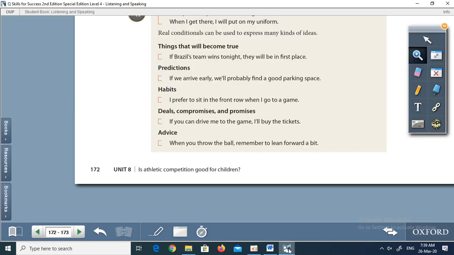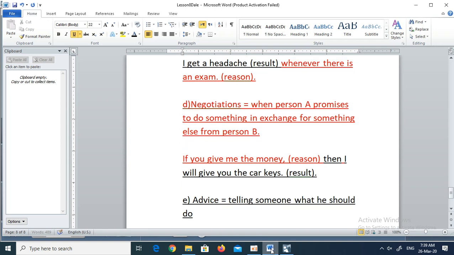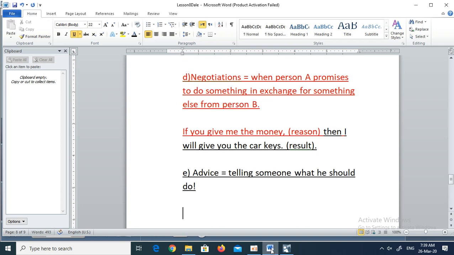All right, the last reason we use this, or the last purpose that we use this for, is advice. Advice is when you tell someone what he should do. Start with a conditional.